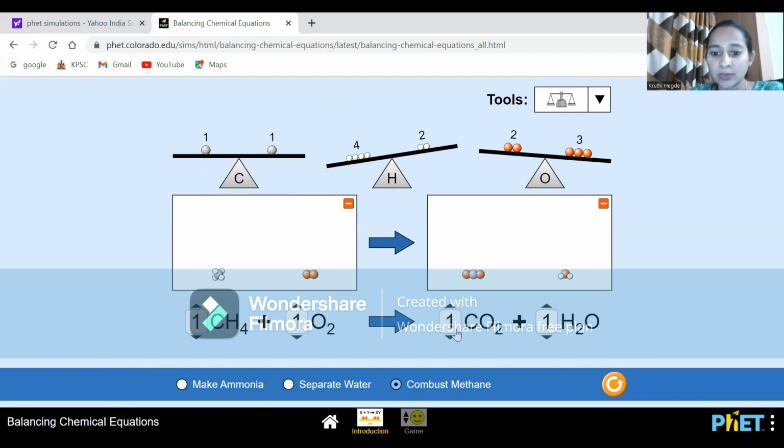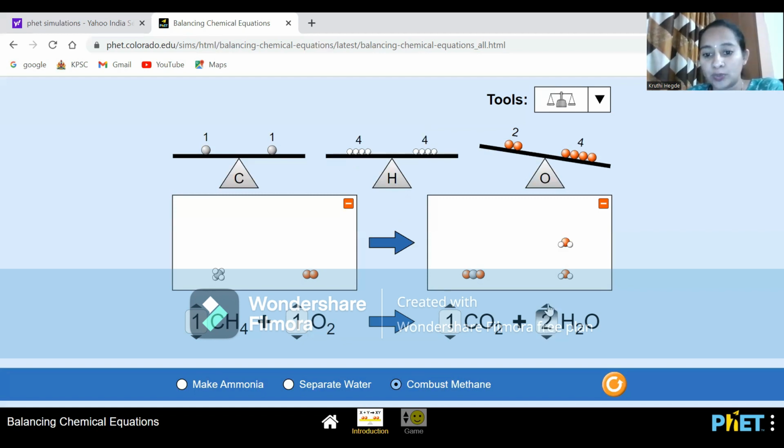Dear children, observe the equation. Reactant side 1, product side 1. Hydrogen, reactant side 4, product side it is 2. So I need to equal it by making it 2. Hydrogen is balanced. Oxygen on the reactant side is 2, on the product side is 2 plus 2, 4, whereas on the reactant side it is just 2.